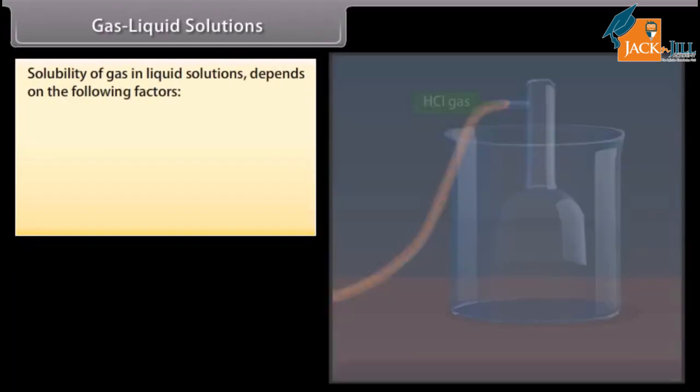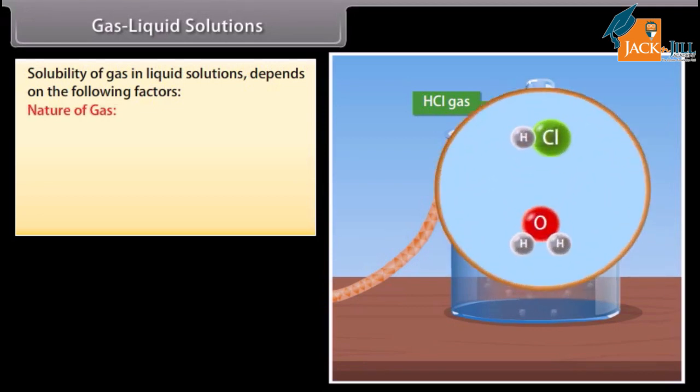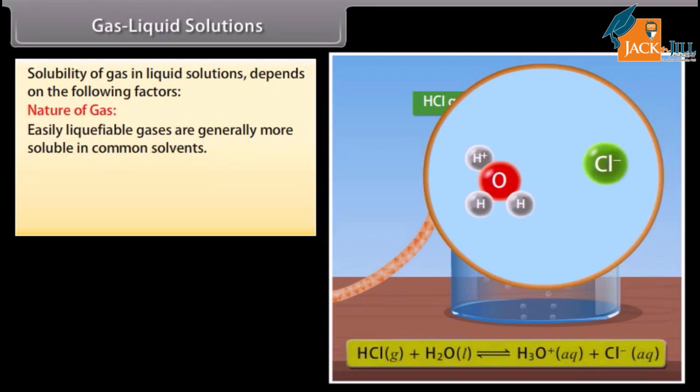Gas-liquid solutions. Gases are generally soluble in water and in other solvents to a limited extent. Solubility of gas in liquid solutions depends on the following factors. Nature of gas. Easily liquefiable gases are generally more soluble in common solvents.